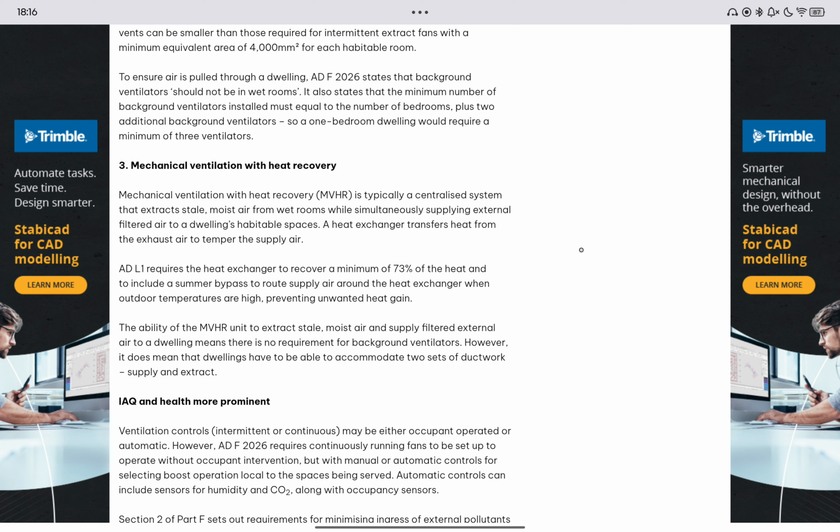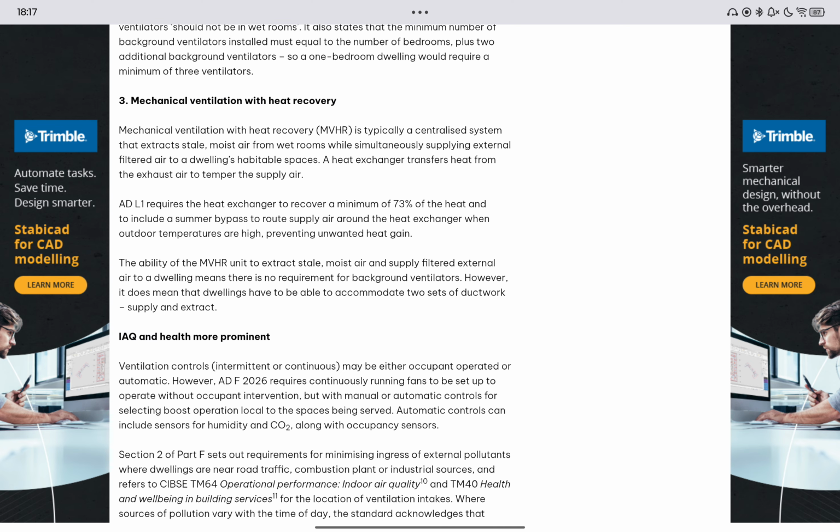Mechanical ventilation with heat recovery. Mechanical ventilation with heat recovery is typically a centralised system that extracts stale, moist air from wet rooms, while simultaneously supplying external filtered air to a dwelling's habitable spaces. A heat exchanger transfers heat from the exhaust air to temper the supply air. ADL1 requires the heat exchanger to recover a minimum of 73% of heat and to include a summer bypass to route supply air around the heat exchanger when outdoor temperatures are high, preventing unwanted heat gain.